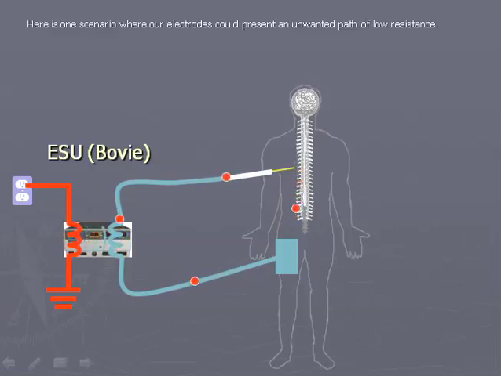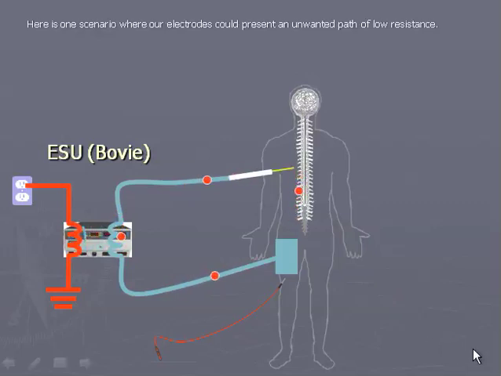Slide 9. Here is one scenario where our electrodes could present an unwanted path of low resistance to the ESU energy. Here is one of our recording electrodes. In this case, let's say it is a subdermal needle electrode placed in the vastus lateralis on the same side as the ESU return pad. In this scenario, our electrode lead wire could be close to the return wire of the ESU return pad.